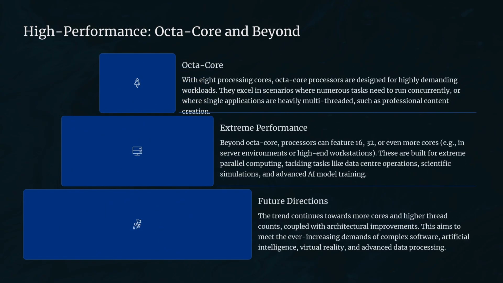Now is the era of octa core, which is 8 cores, and it is going even beyond that. Octa-core processors are designed for serious multitasking and demanding workloads. For example, if you're editing 4K video, live streaming, and still running background apps, an octa-core processor keeps everything running without freezing. And in high-end systems like servers or professional workstations, processors can have 16, 32, or even more cores. These are used for things like data centers, scientific simulations, or training artificial intelligence. So the trend is moving towards more cores and smarter designs to keep up with modern software.